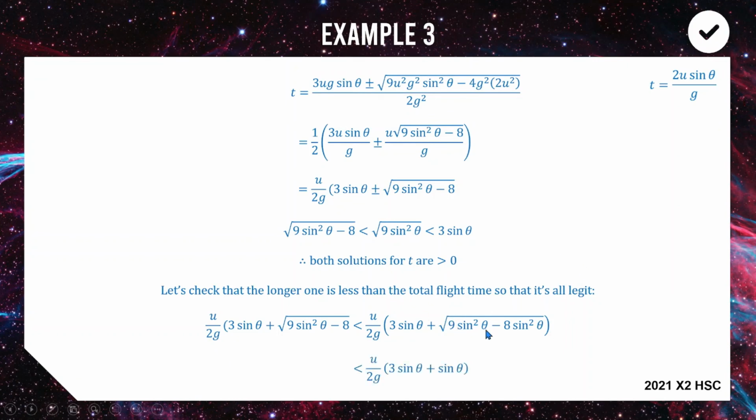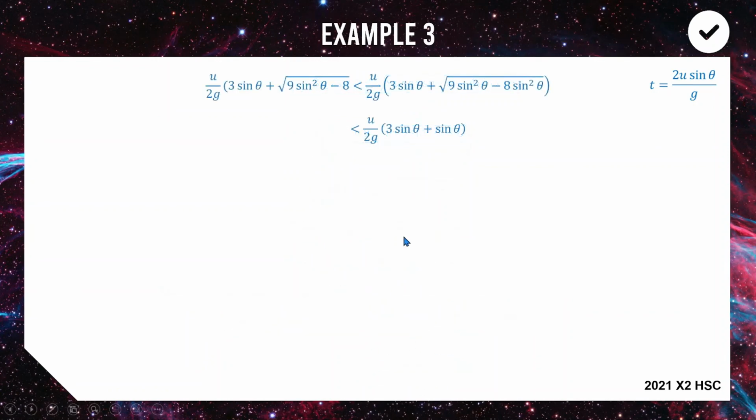All right, that means we can write the right-hand side as 9 sine squared, take away 8 sine squared, which is equal to 1 sine squared. When you take the square root of it, it turns into sine. So now what's in here is 3 sine theta plus sine theta, or actually we're less than that, okay? That's good because 3 sine theta plus sine theta is equal to 4 sine theta, and then 4 over 2 is going to turn into 2. So this whole thing turns into 2u sine theta over g, which is what we were trying to prove, okay?